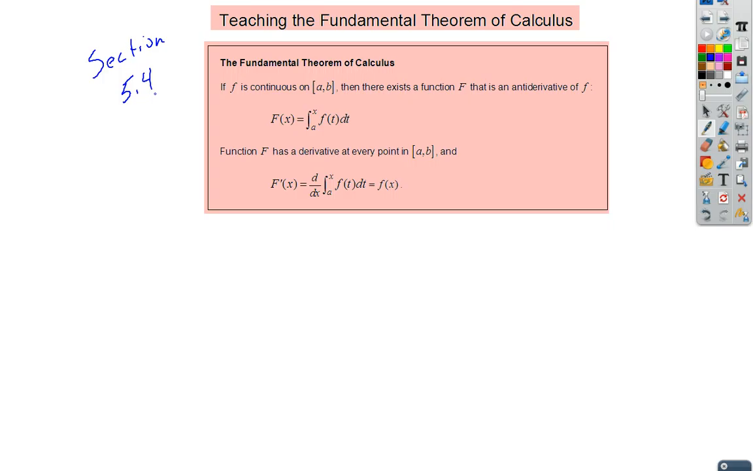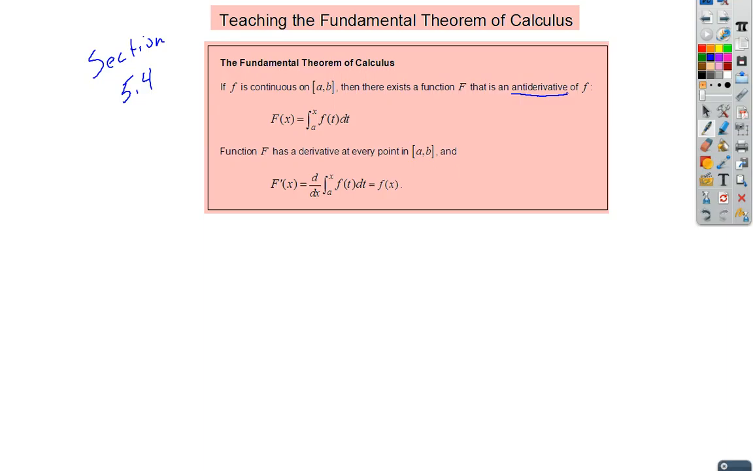It says, if little f is continuous on a closed interval a to b, then there exists a function, a capital F, that is the antiderivative of f. In other words, if I have a continuous function, then I can go backwards. Instead of taking the derivative, I can go backwards and come up with a brand new function. And we're going to call it capital F. Okay? Does it make sense? Okay.